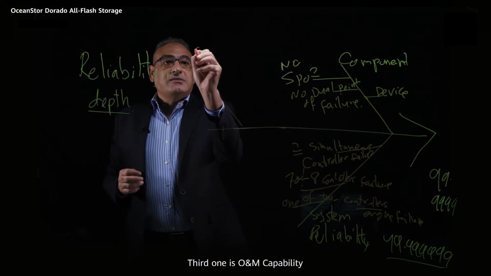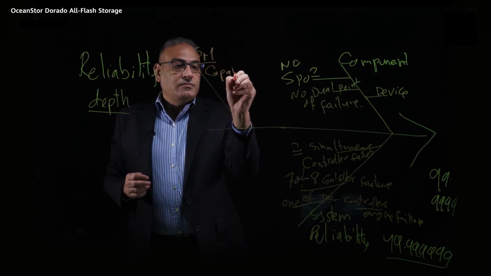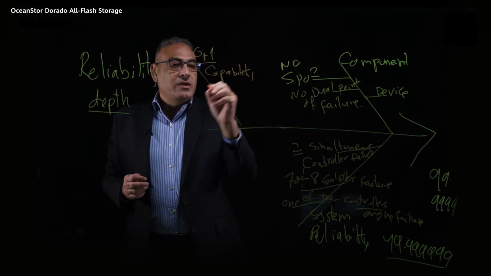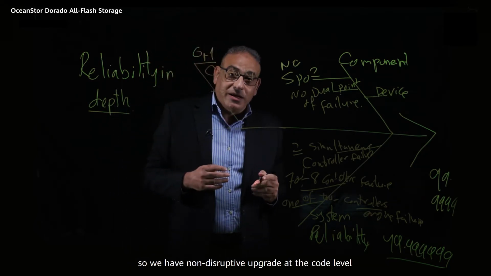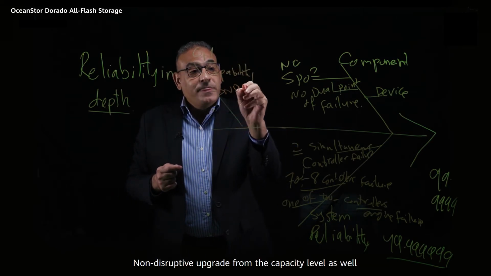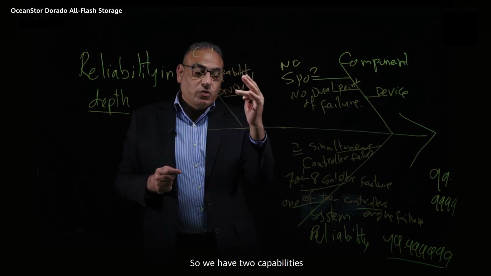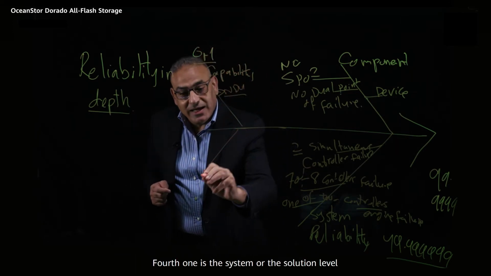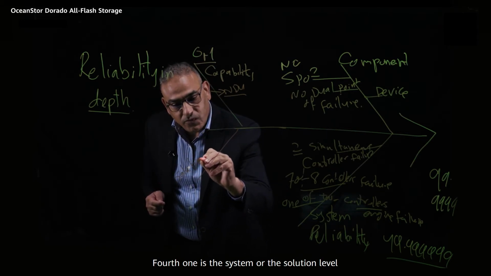Third one is O&M capability. We have non-disruptive upgrade at the code level, and non-disruptive upgrade at the capacity level as well. So we have these two capabilities. Fourth one is the system or the solution level.